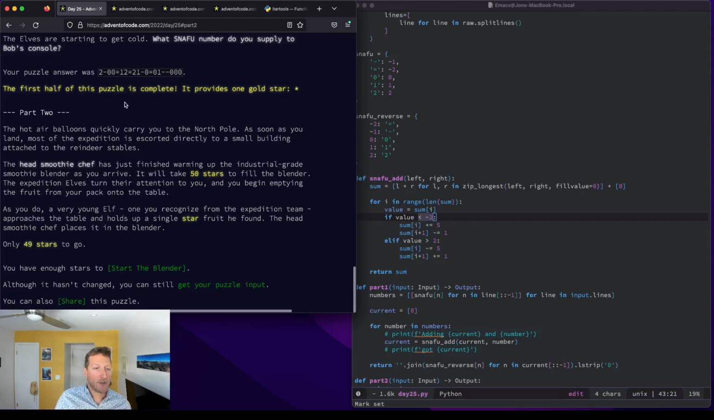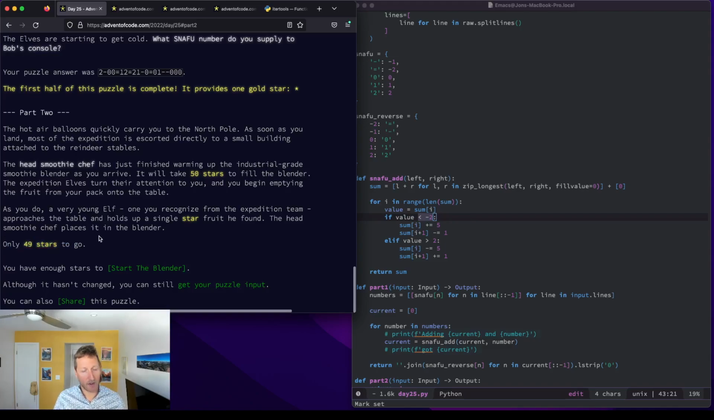And part 2, the hot air balloons quickly carry you to the North Pole. As soon as you land, most of the expedition is escorted directly to the small building. The head smoothie chef has just finished warming up the industrial grade blenders. It will take 50 stars to fill the blender. The expedition turns their attention to you. Begin emptying the fruit from your pack on the table. As you do, a very young elf, one you recognize from the expedition team, approaches and holds up a single star fruit he found. The head smoothie chef places it in the blender. Only 49 stars to go.